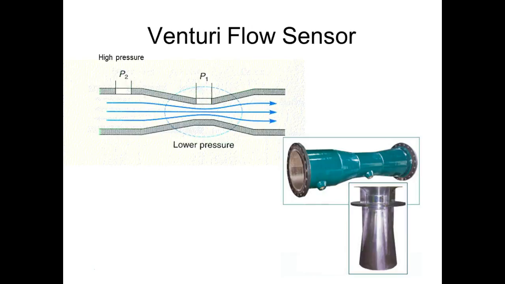So these things can be extremely big, or they can be small. And you can see on this one, you can see the two pressure ports. And what we would do is we would measure the differential pressure, and the differential pressure would be proportional to speed, right? You understand that?